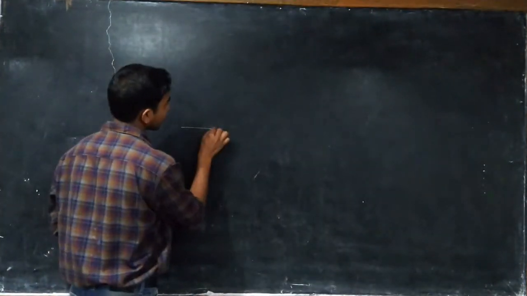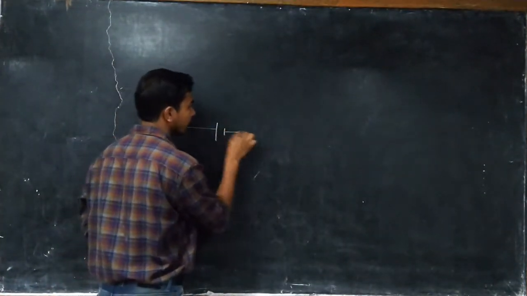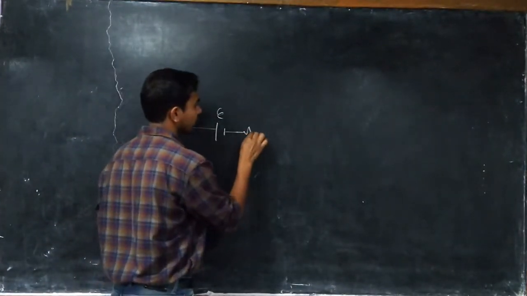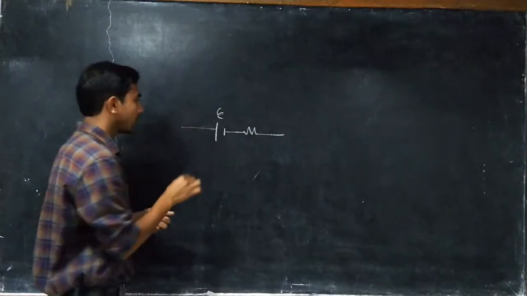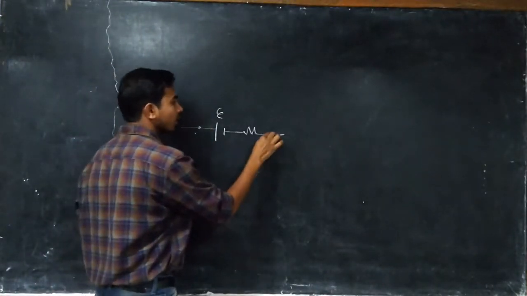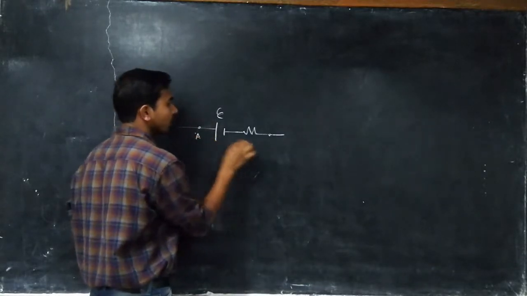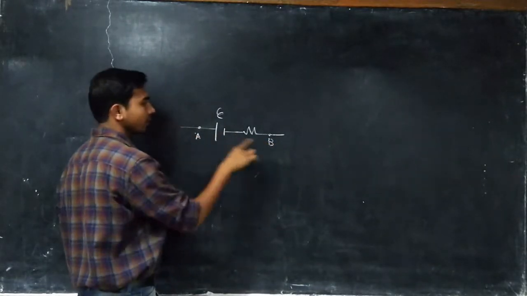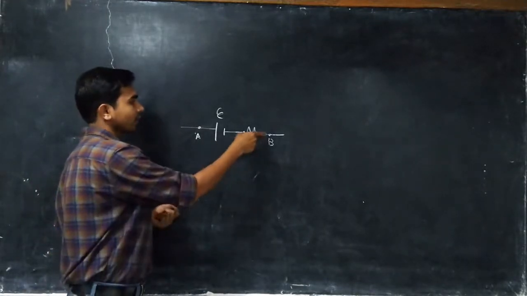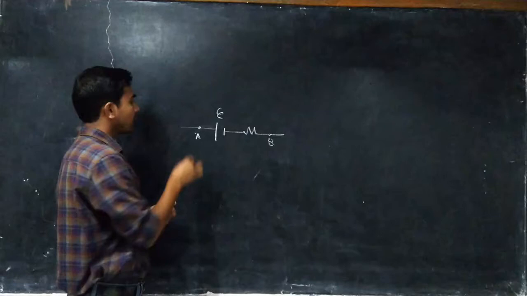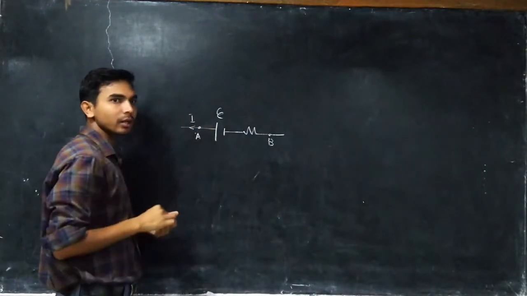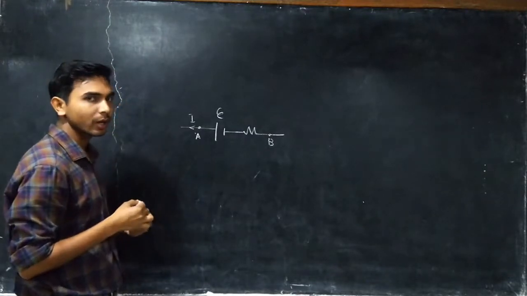Suppose this is your cell, okay? And a cell has two things, one is EMF and another is internal resistance, right? And suppose we are going to calculate the potential drop across the cell. Here you can see that these 2 points are across the cell, or we can say the cell is connected across these 2 points. And current is passing through the battery, I is the current which is passing through the battery.